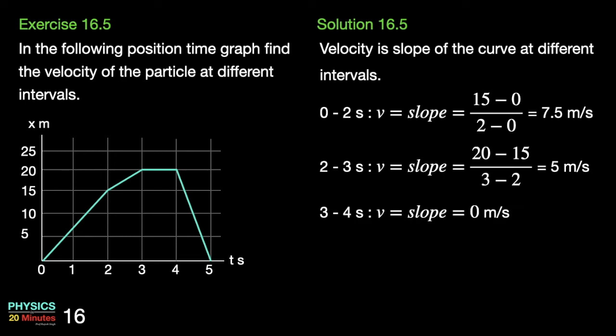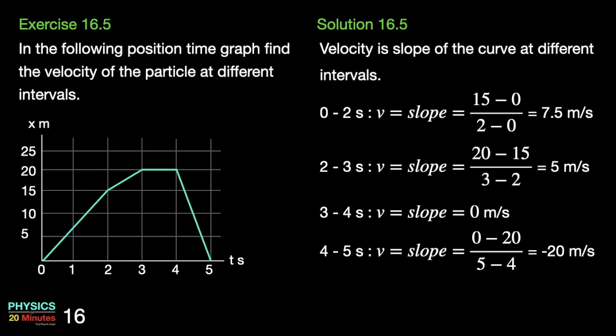In the third part, the line becomes horizontal. For a horizontal line, we have seen the slope is 0, you don't have to calculate, and therefore the particle is at rest. Then for the fourth segment, the slope is given by 0 minus 20 upon 5 minus 0, which is minus 20 meter per second.